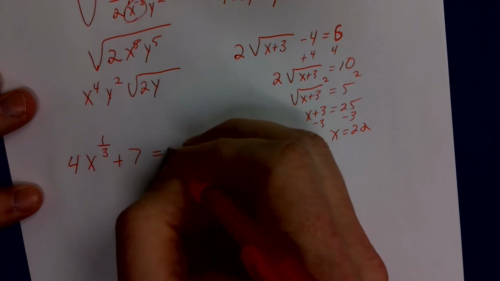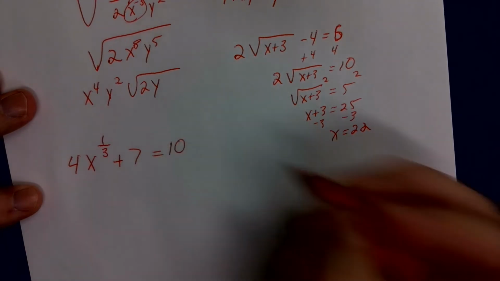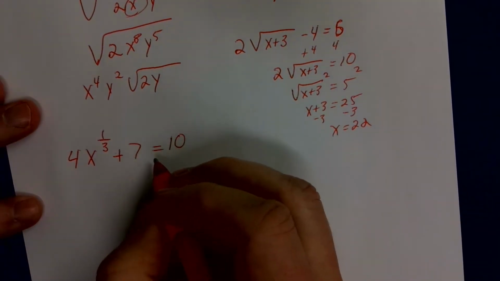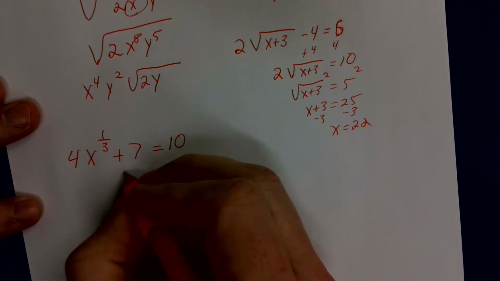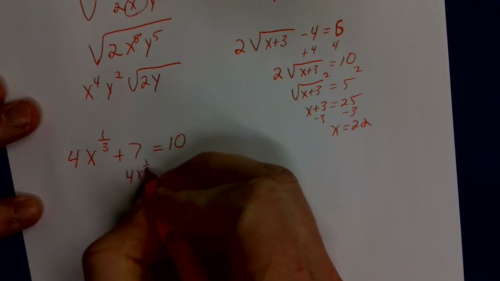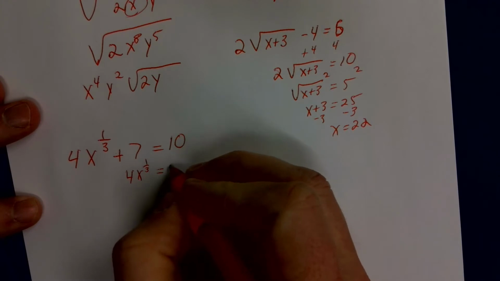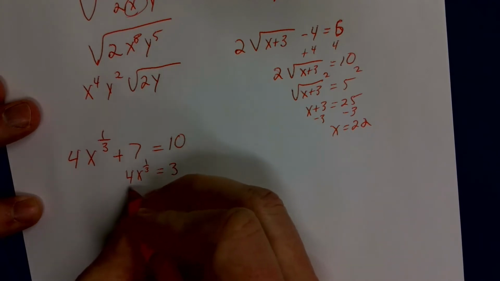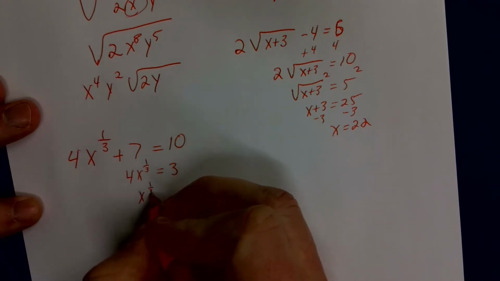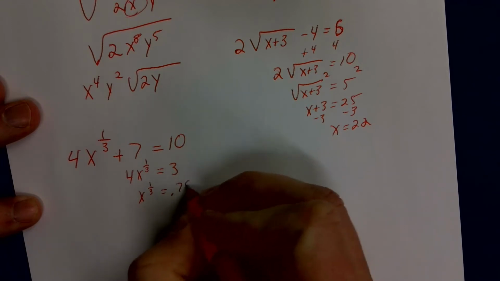Let's say you guys have your calculators, that's fine. We'll go ahead and just put 10 on there. So I subtract 7, and I get 4x to the 1/3 equals 3. Divide by 4, and I get x to the 1/3 equals 0.75.